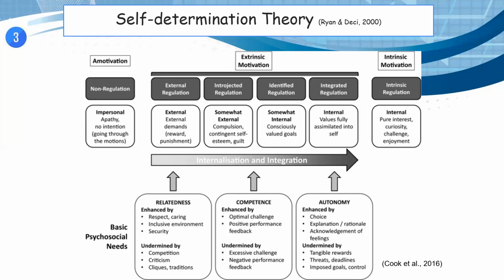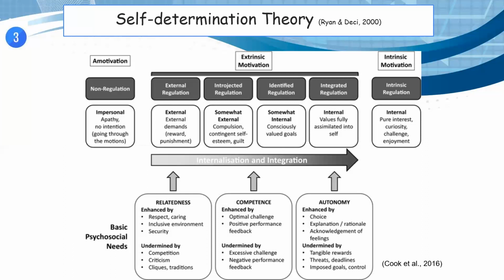behavior that regulates motivation. On the left, we have non-regulation. This is a state where an individual is apathetic towards a task. An individual is not behaving with intention, is not making choices, is not behaving with volition. The individual is simply going through the motions.